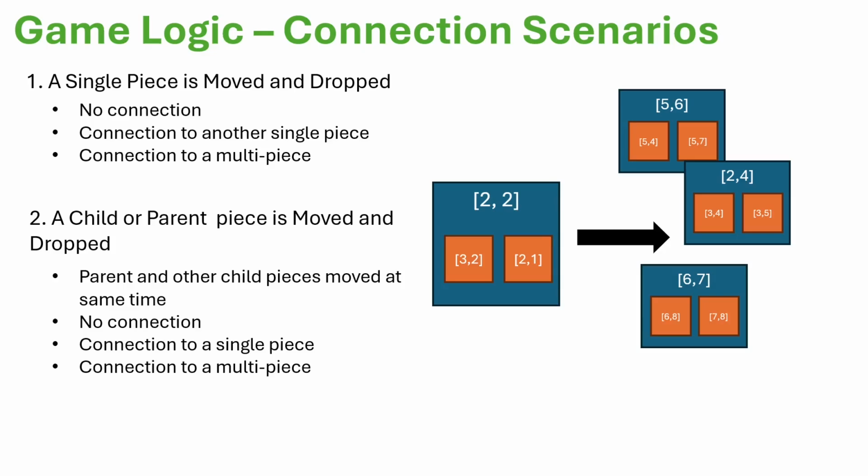So first of all, the parent and child pieces are moved at the same time. First thing, we can have no connection with anything anywhere. We can connect up to a single piece, and that single piece can connect up to any one of those pieces within the family, or we can connect up to a multi-piece, and that multi-piece can connect up to both single pieces and multi-pieces at the same time. So there is a plethora of different scenarios that we need to account for.